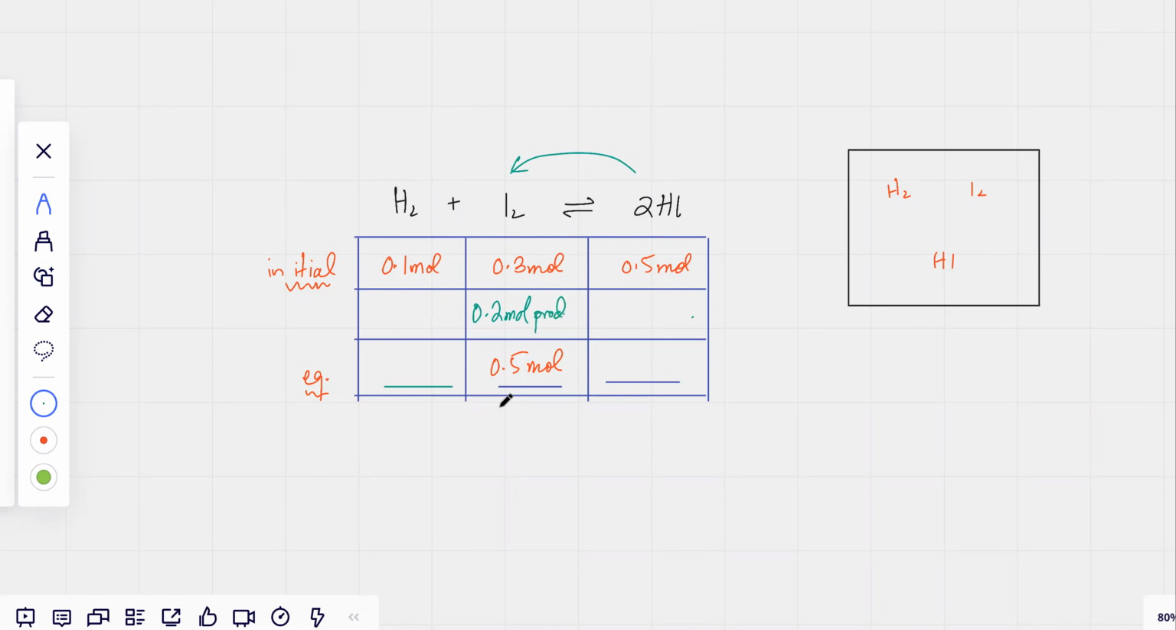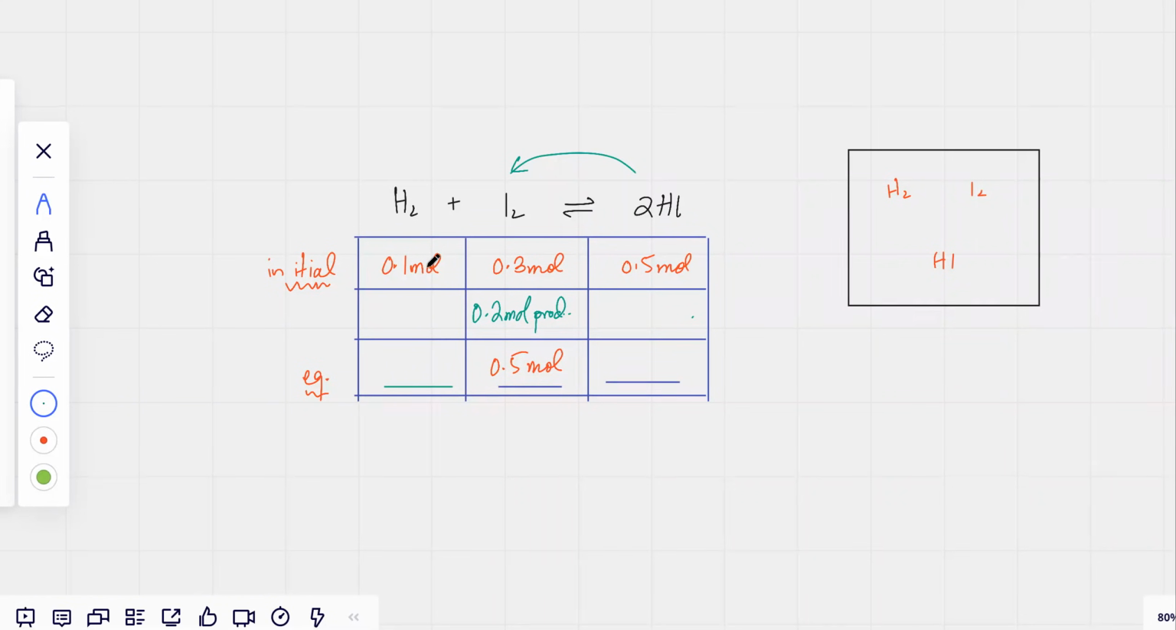Is this clear? Yes. Is this clear to everyone? Nabila, is this clear? Mahat? Yes, sir.